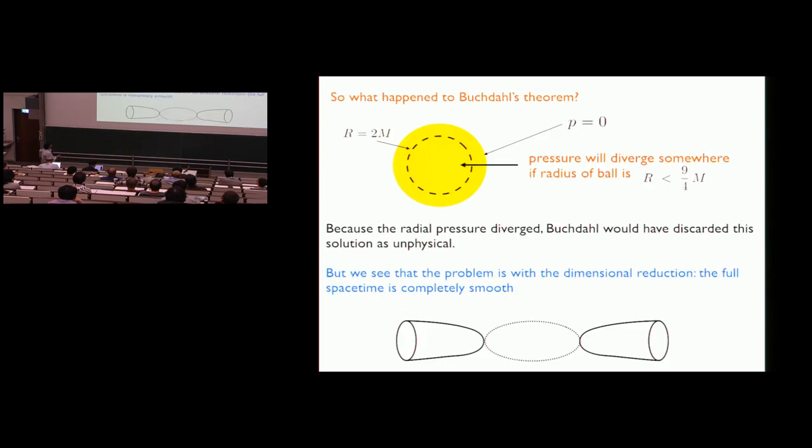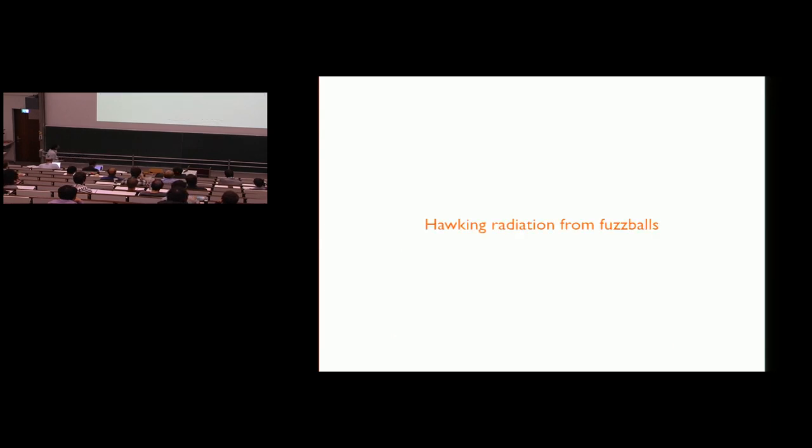Okay, so as we said, what happened to Bugdahl's theorem? The pressure does diverge, but actually the full manifold is smooth, so there's nothing for you to actually worry about. Okay, so let's see if we can now go back and do Hawking radiation, because if we can also understand the Hawking radiation, then, well, that was the key to everything.